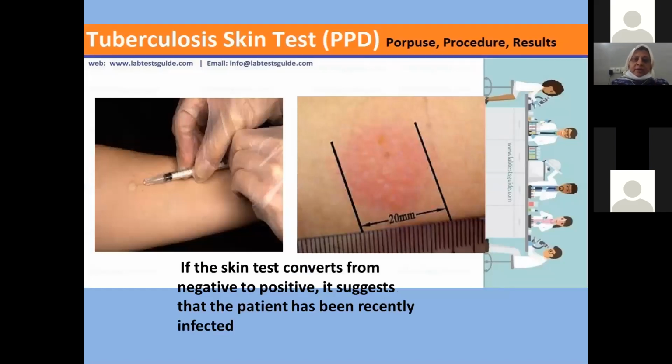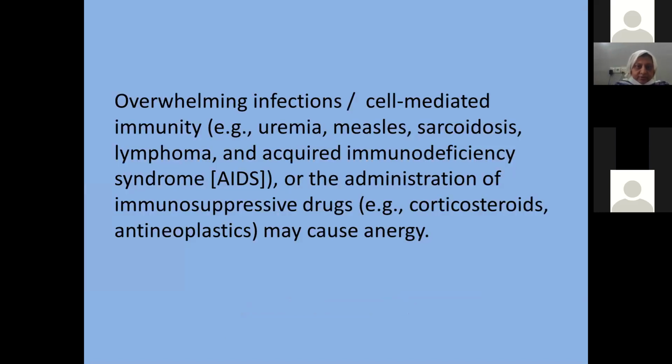It's known as PPD. PPD is the preparation which is given in the skin intradermally. It stands for purified protein derivative of the Mycobacterium tuberculosis. So the important thing is that if a person's test was negative before, but later, after some time, he gets this done again and the reaction becomes positive, it means that the person has recently been infected by tuberculosis. This is the importance.